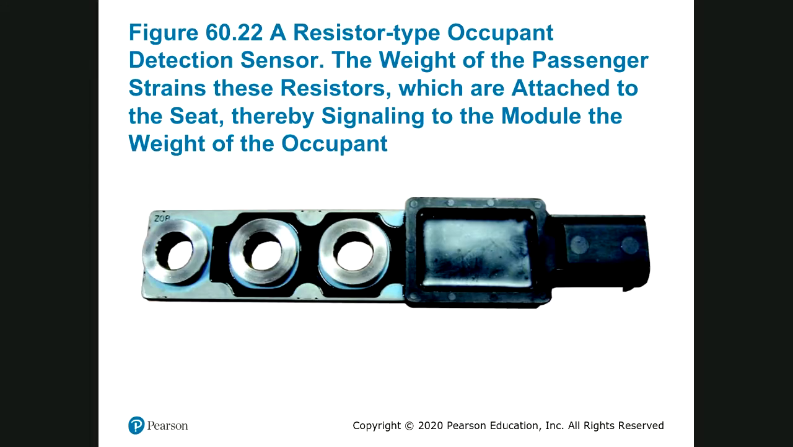So here's the resistor type circuit. This right here is those sensors. The weight of the passenger strains these sensors. As the weight is on there, it strains them slightly. They're attached to the seat and signal the module the weight of the occupant. I can literally tell how much weight the person beside me is within about 5 to 10 pounds. There's a margin of error there, so be aware of that.